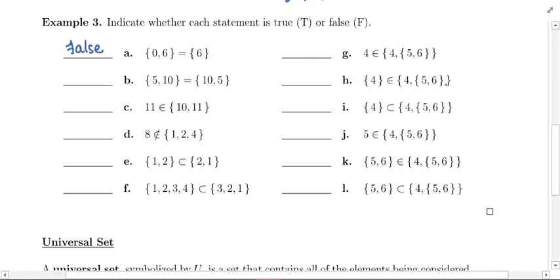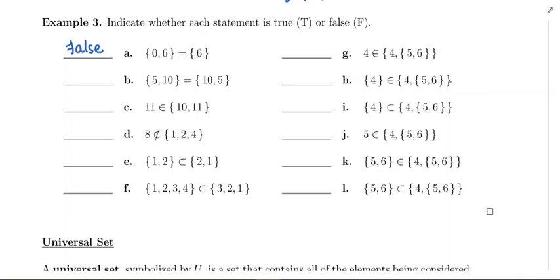All right, part B. Does the set {5, 10} equal the set {10, 5}? They have the same objects. Both sets have a 5 and a 10, so that's great. Does the order matter? That's what you need to think about. Well, we've talked about this already.